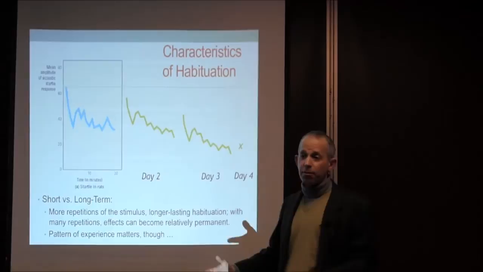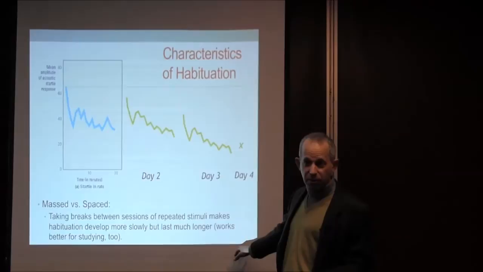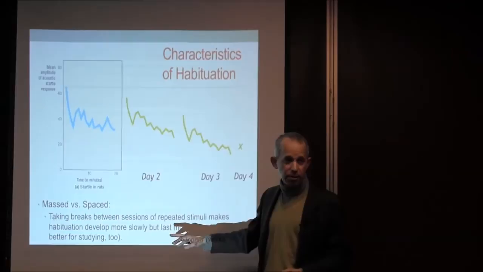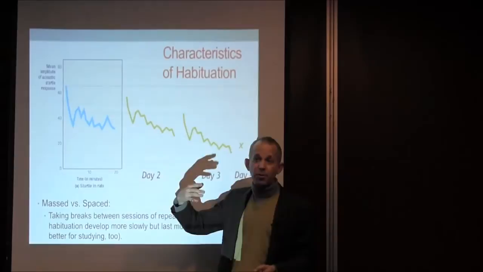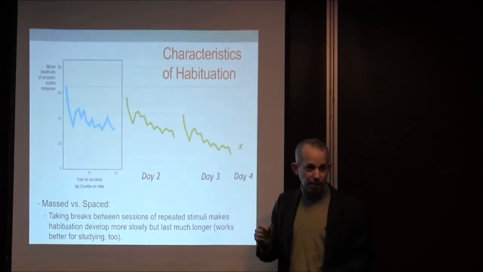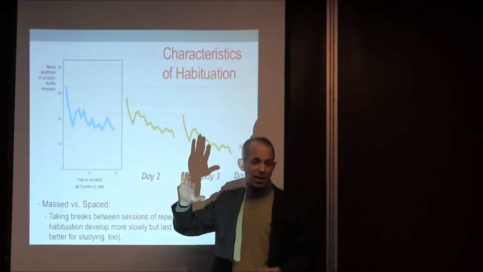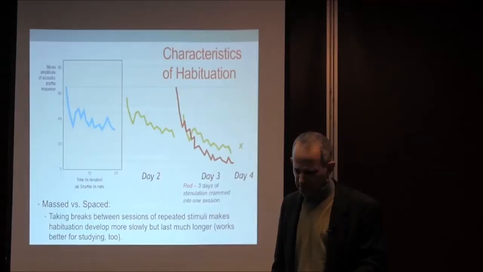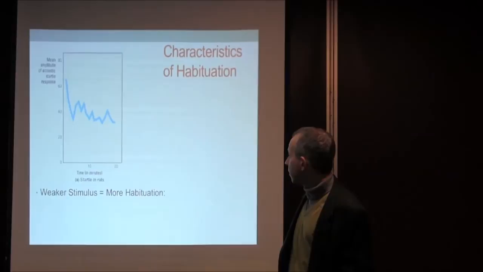One of the issues is massed versus spaced, something that comes up when you think about testing and training. If you take breaks between each session of repeated stimulus, it makes the habituation go more slowly initially, because after each break, you're losing some of it. But it makes it more permanent, and it lasts longer. So if you want to rapidly habituate something, do it all at once. If you want it to last, you want to space it out with time. You essentially want to let that spontaneous recovery occur so you can then habituate out that spontaneous recovery. That also works for studying: you study a lot of new material, and it works the same way.